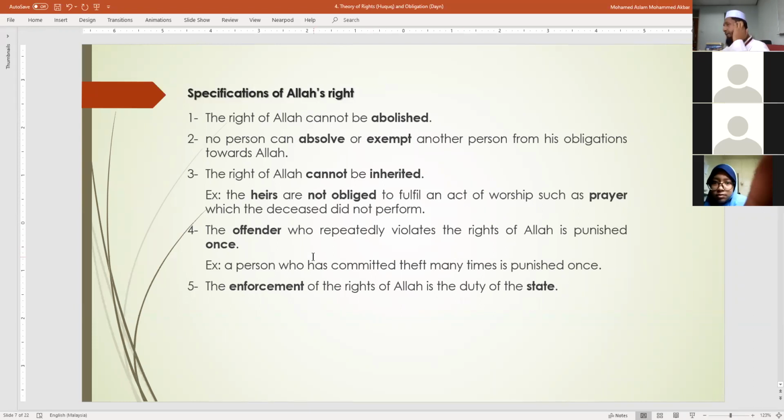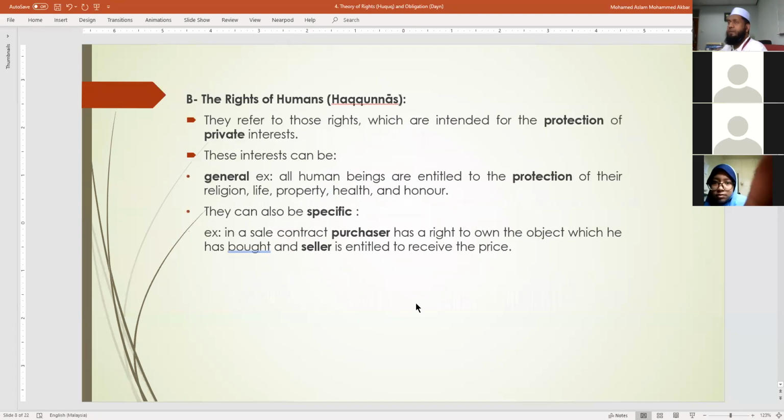The offender who repeatedly violates the rights of Allah is punished once. A person who has committed theft many times is punished once. The enforcement of the rights of Allah is the duty of the state. Okay, this is also a duty. That's why in many places they ask us to close the shop during prayer time. It's a kind of enforcement by the state. It can be done. Number B, the second one is actually the rights of humans, haqqun nas or huququn nas.